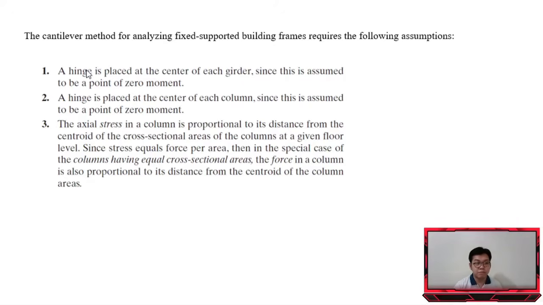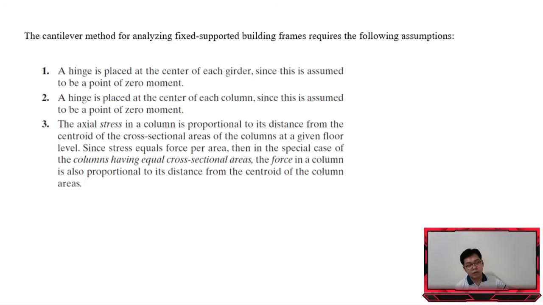So, meron tayong internal hinge. Okay, meron tayong hinge placed at the center of each girder or beam since this is assumed to be a point of zero moment. Likewise din sa columns natin, at the center of each column, meron din tayong internal hinge, okay, or yung hinge natin. Now, yung third assumption natin, ito yung pinagkaiba ng portal method at saka sa cantilever method.